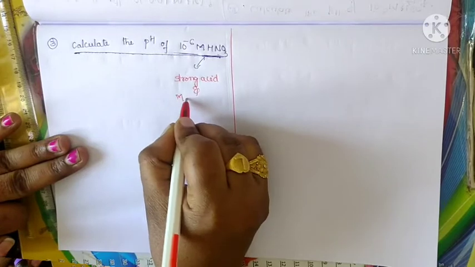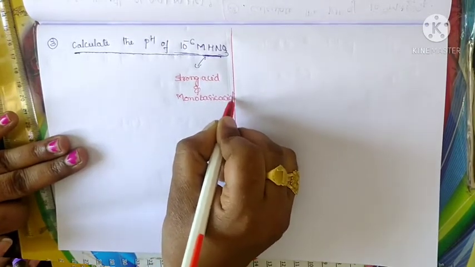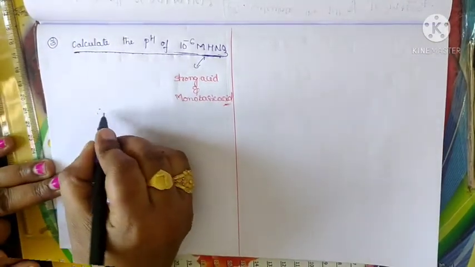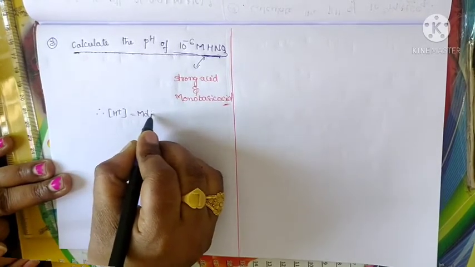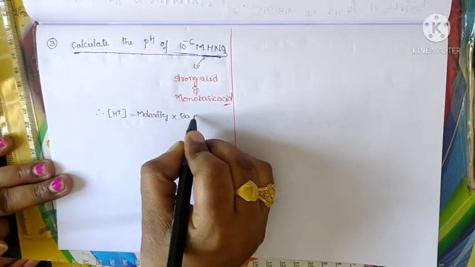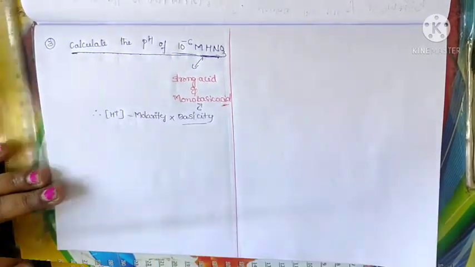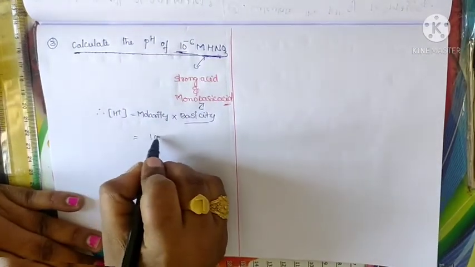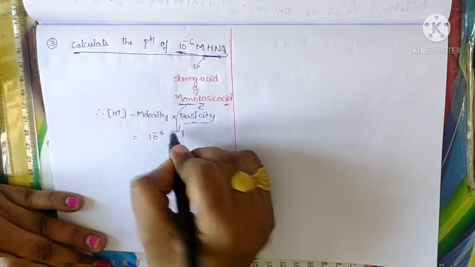Because the basicity is equal to the number of H plus ions, and in this only one H plus ion is there, so it is a monobasic acid. Now we are calculating the concentration of H plus. The square brackets represent concentration. So the concentration of proton is equal to molarity into basicity. The basicity is 1 because it is a monobasic acid.